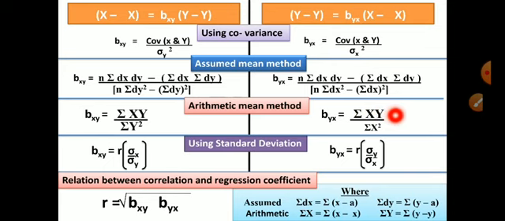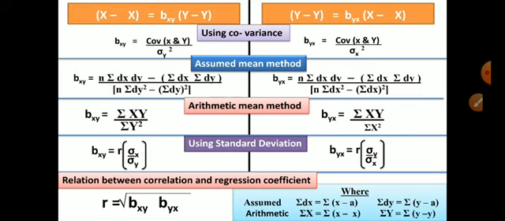I'll just repeat it. It is the sum of the product of the deviations taken from the actual mean of x and y. That is what summation xy is, and the denominator is the sum of the square of the deviations taken from the actual mean of y. That is how they can give it.